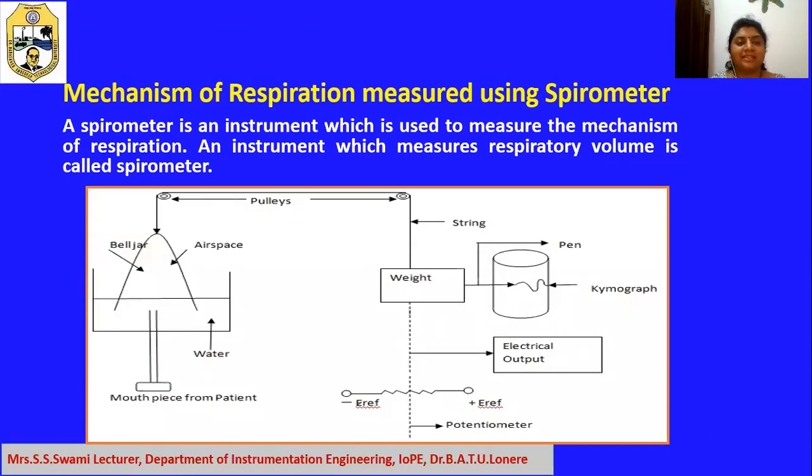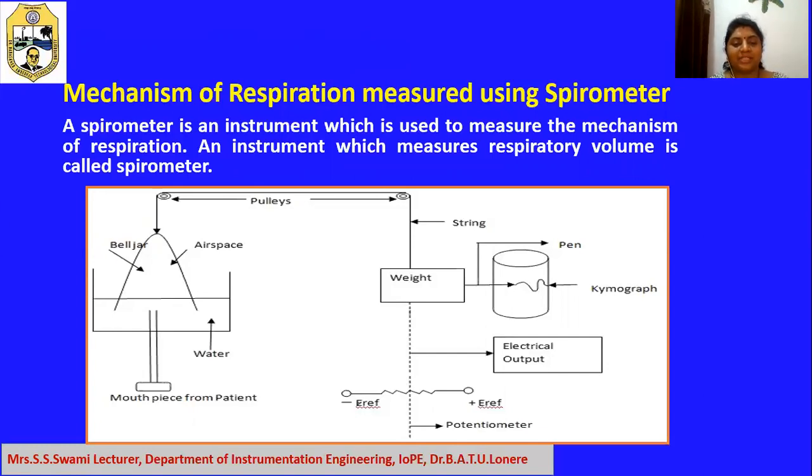Now we will see the mechanism of respiration measured using a spirometer. First of all, what exactly is meant by a spirometer? A spirometer is an instrument which is used to measure the mechanism of respiration. An instrument which measures the respiratory volume is called a spirometer.